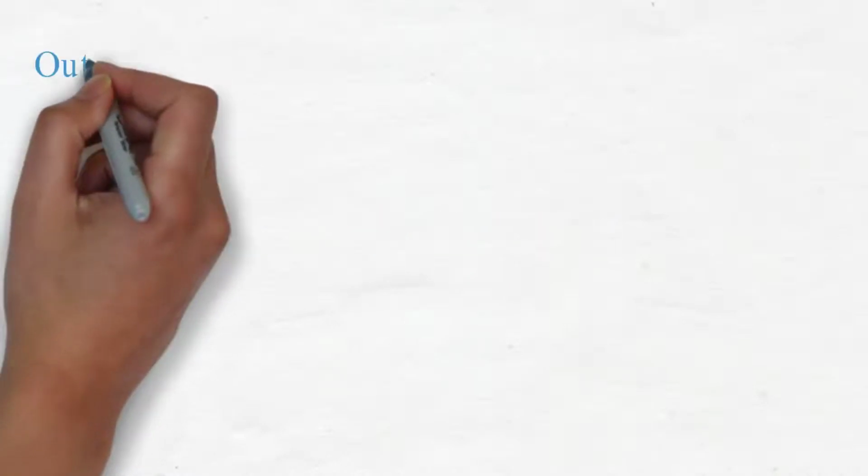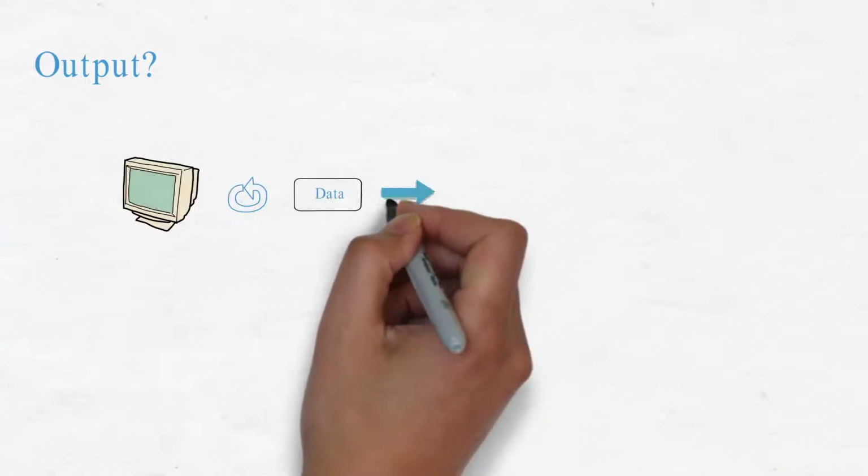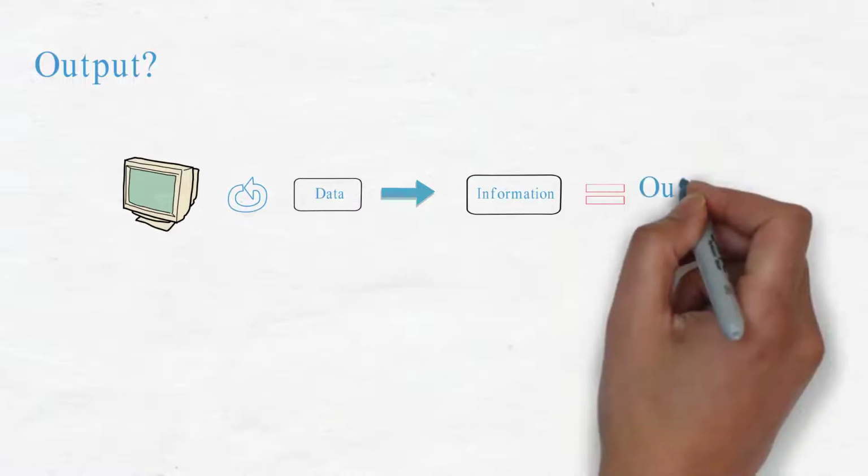Let's discuss output devices. First, understand what is output. When a computer processes data into information, it is called the output.